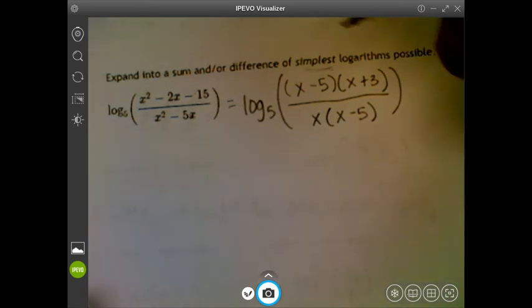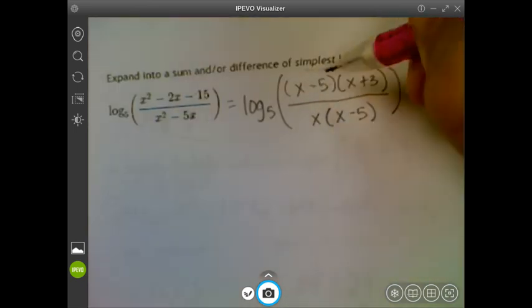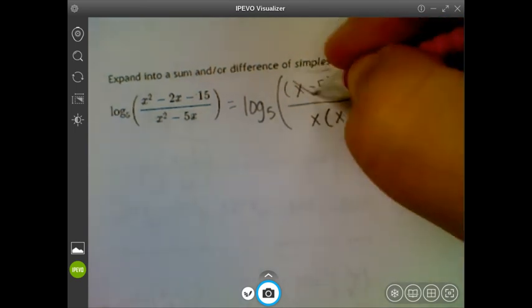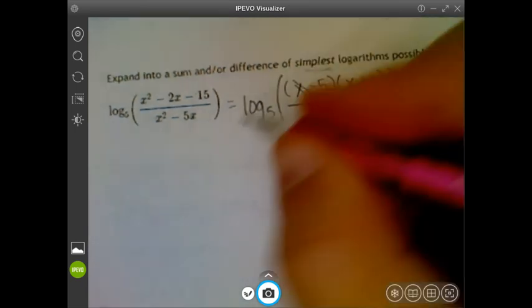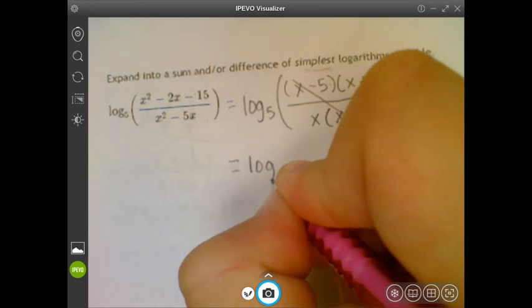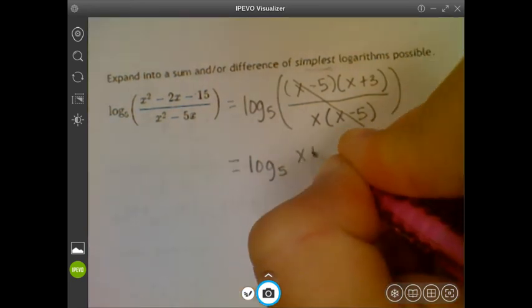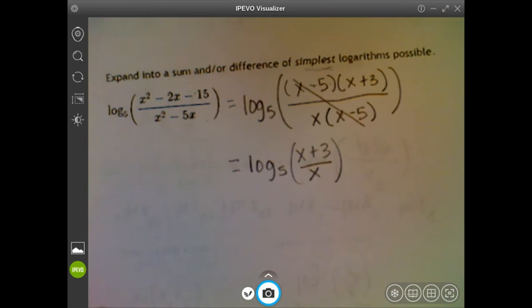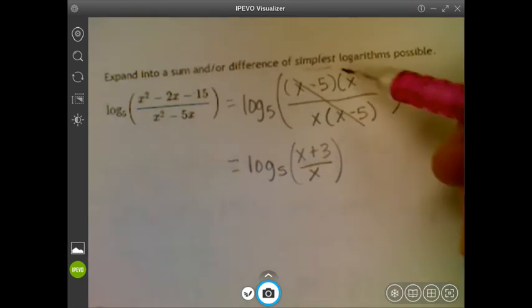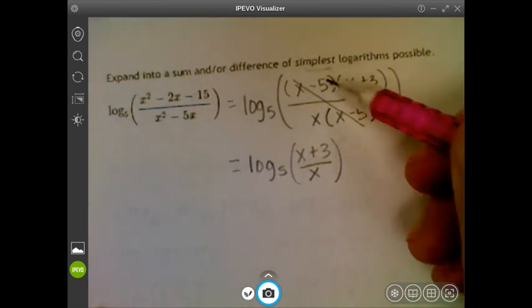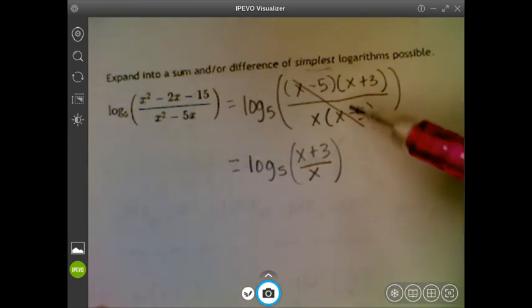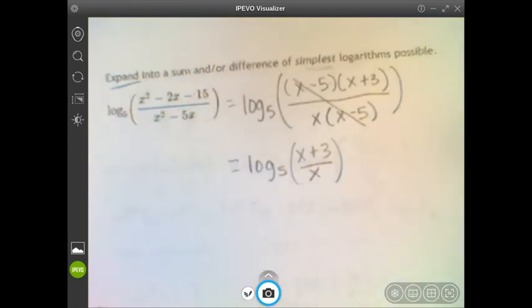And so we can simplify, since we have x minus 5 in the numerator and x minus 5 in the denominator, those two things will simplify to make a 1. And so we can say this is log base 5 of x plus 3 over x. So immediately, just by factoring and simplifying the fact that we had a division here, we were already able to make this log simpler. And then now we're going to go ahead and expand it.